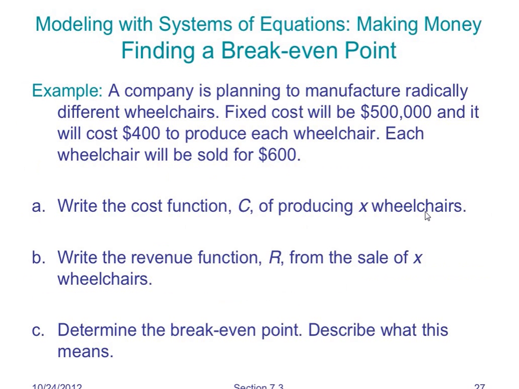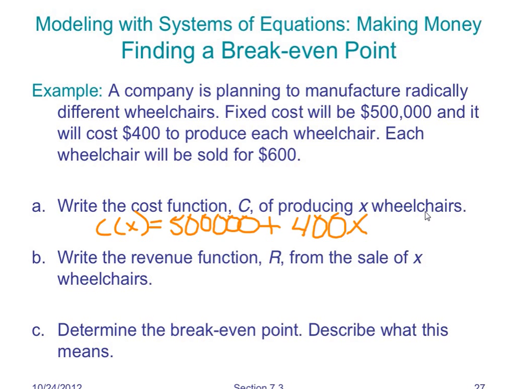A company is planning to manufacture radically different wheelchairs. Fixed costs will be $500,000, and it will cost $400 to produce each wheelchair. Each wheelchair will be sold for $600. Write the cost function. Remember, the cost function is equal to the fixed cost. Well, they told us it will cost us $500,000, plus the cost for each unit times x. Well, it costs $400 for each wheelchair times x.